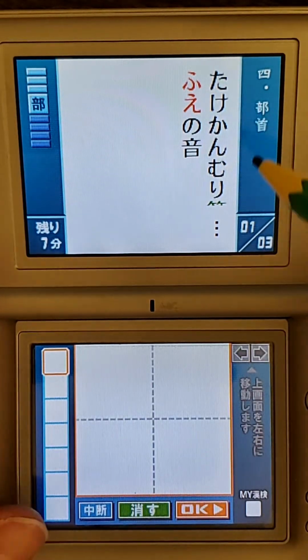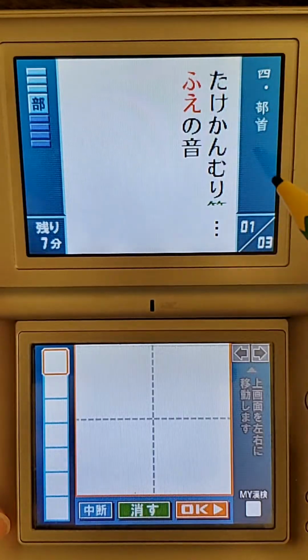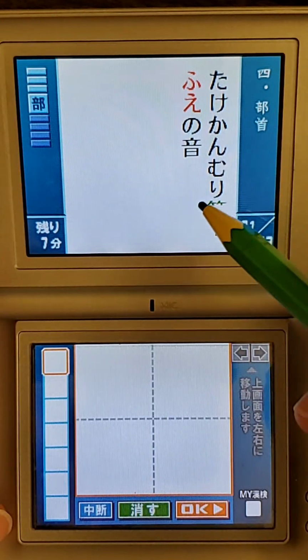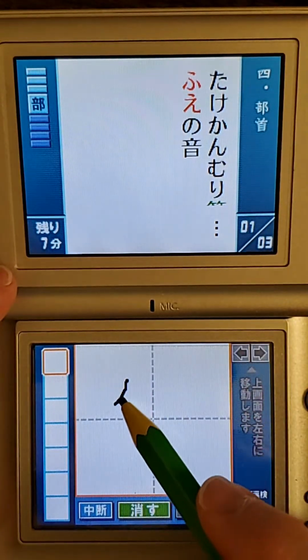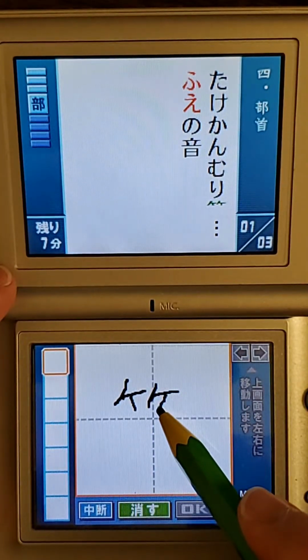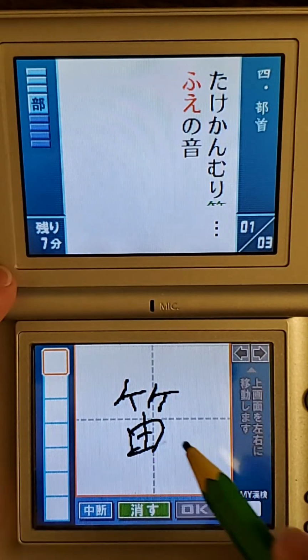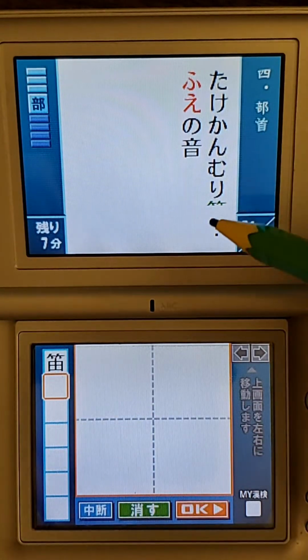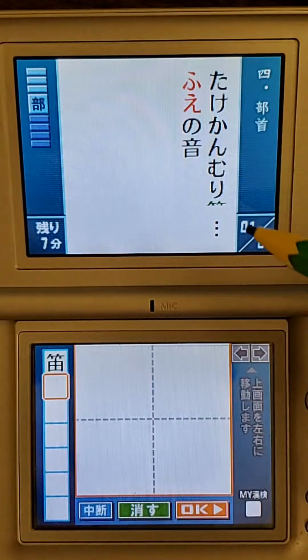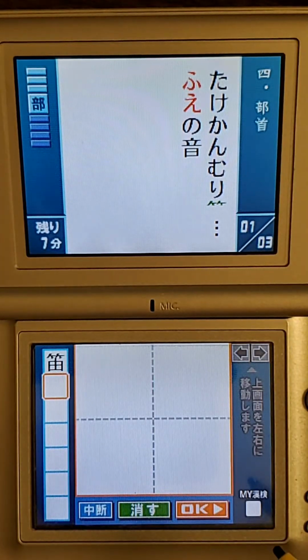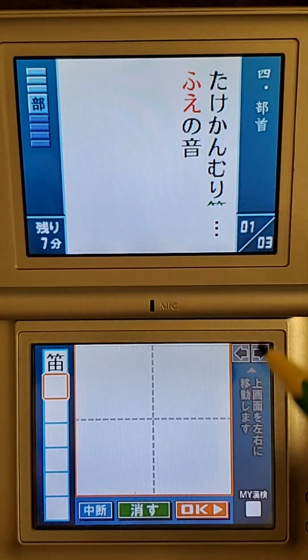So it gives me the reading of the kanji that it wants me to write, and it gives me the radical that I need to use. So that and fue no oto, fue. That's the rest of it for fue. And this part is called take kamuri. So you can describe what a kanji character is by saying what it is. So that's take kamuri.